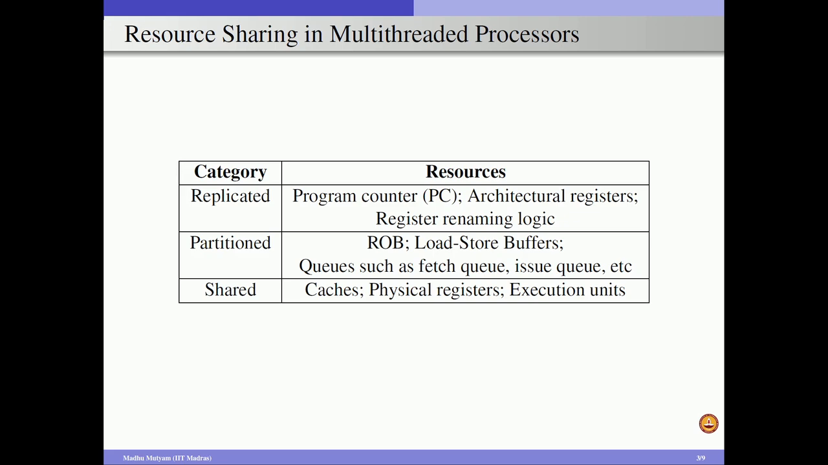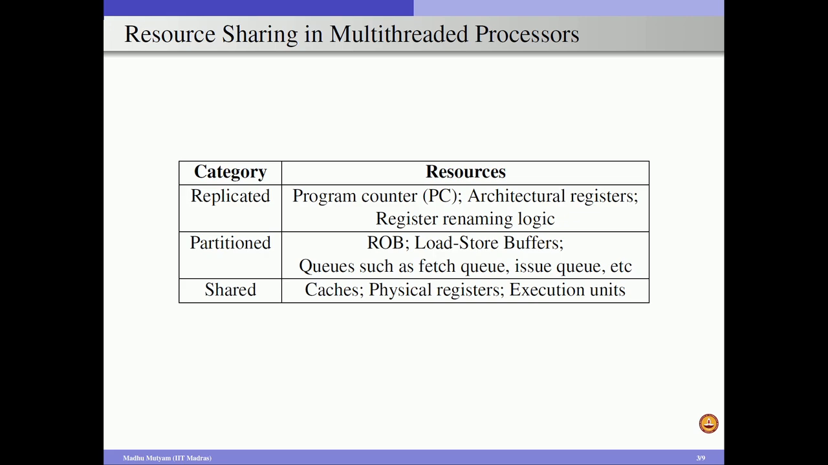So, once we have a multi-threaded processor, now we can see what resources will be shared, what resources need to be replicated, and what resources can be partitioned in our processor. A processor consists of a collection of resources, starting from the program counter, the architectural register file, register renaming logic, reorder buffer, load store buffers, fetch queue, decode queue, dispatch queue, issue queue, the retire queue, and similarly the cache memory (L1, L2, L3 caches), rename registers, which are physical registers, and functional units.